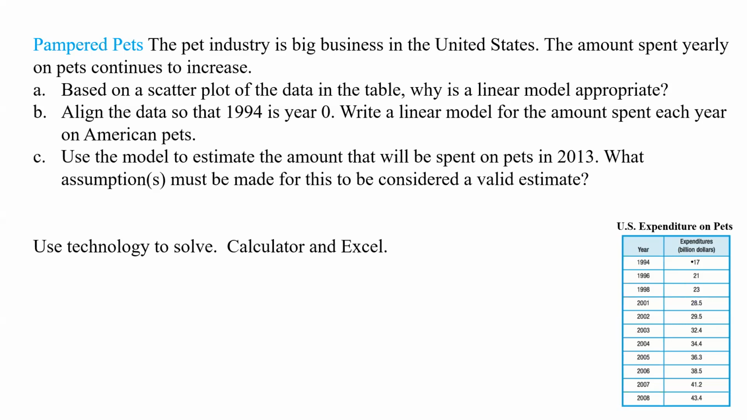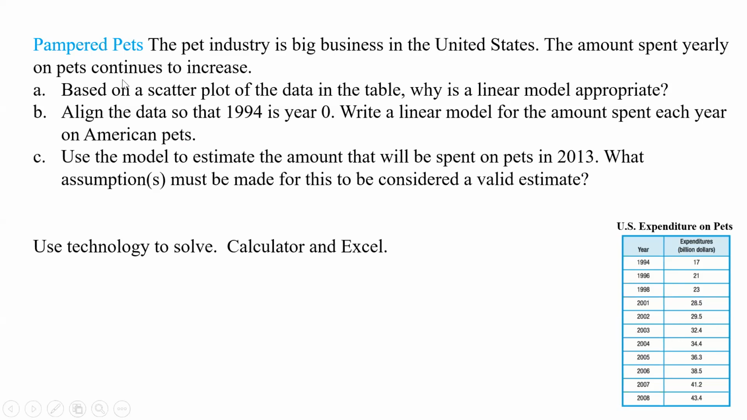And so that means we're going to have to plot that. Then we're going to align the data so that 1994 is the year 0. Write a linear model for the amount spent each year on American pets. Use the model to estimate the amount that will be spent on pets in 2013 and what assumptions must be made for this to be considered a valid argument.